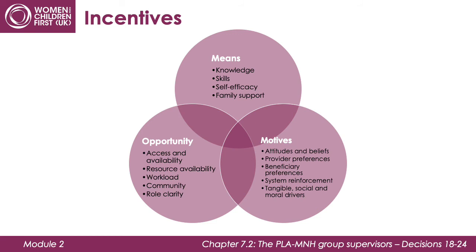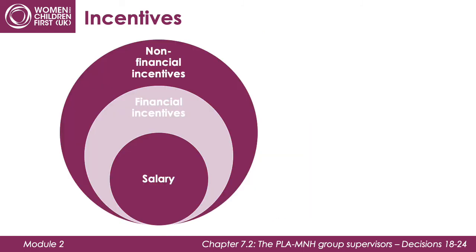Decisions regarding who will be PLA-MNH group supervisors, their supervisory ratios, how they will be selected and trained, how they will engage in peer learning, and their transport options help to maximize the potential that PLA-MNH group supervisors have the means and opportunity to perform their tasks. The final dimension, motives, is where incentives can become relevant. There are a range of options when it comes to incentivizing PLA-MNH group supervisors. They can receive a salary, or financial incentives, or non-financial incentives, or a package that combines these different options. Let's consider each option in turn.